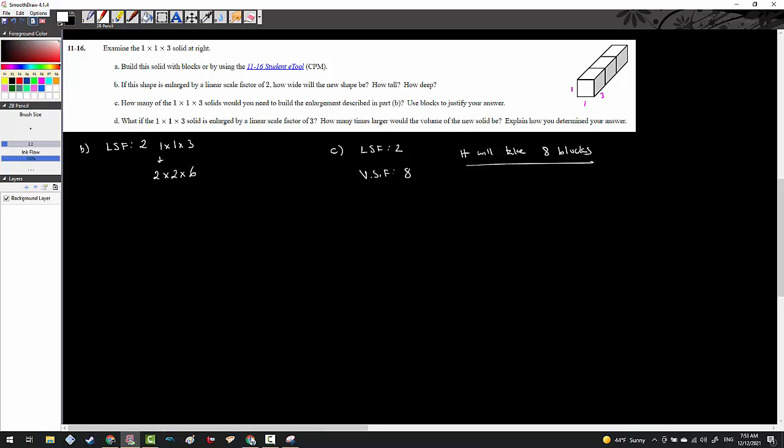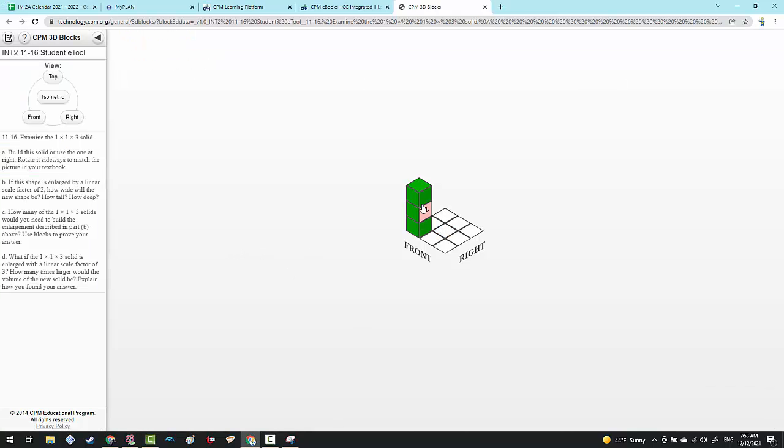All right, so I'm going to go to this E tool here. So now it's 1 by 1 by 3. So now that is one block right here, right? So now I'm going to go ahead and enlarge the scale factor by 2. So that means that it's going to go 3 more up, right? So that's going to be 4, 5, 6. So now I have 2 of those 1 by 1 by 3s, but now I need to lengthen this here by 2. So I'm going to go behind 1, 2, 3, 4, 5, 6.